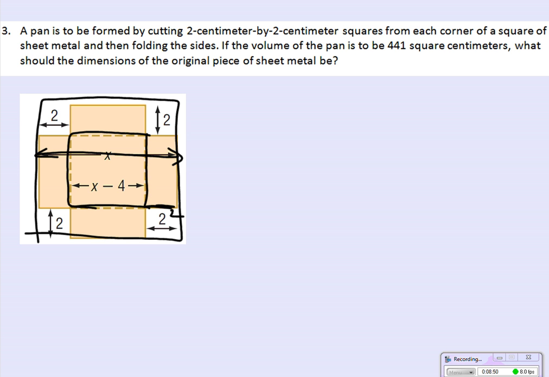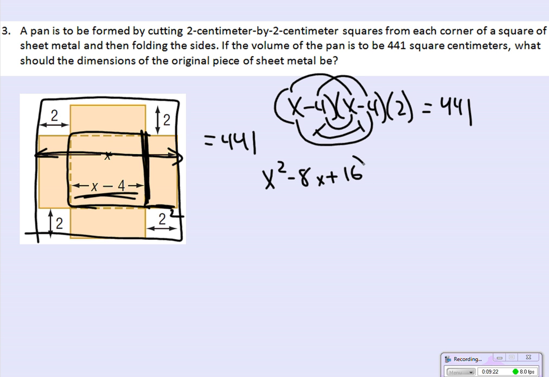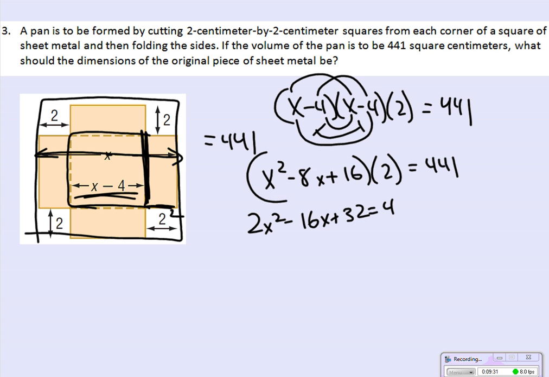So what I need to do is figure out what x is going to be when it all has to equal 441. Volume is length times width times height. This is x minus 4, and this is that same length. So I'm going to have x minus 4 times x minus 4 times 2, and all that's got to equal 441. Now this left side becomes FOIL: first, outside, inside, last. Remember, you're happy to do this. So x squared minus 8x plus 16, times 2, equals 441. So that's 2x squared minus 16x plus 32 equals 441.